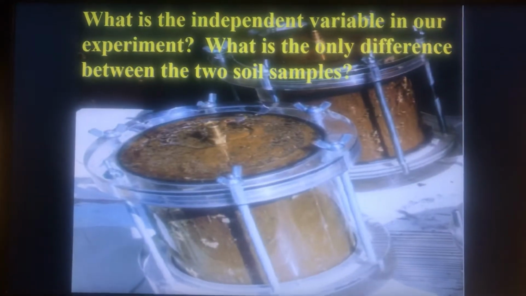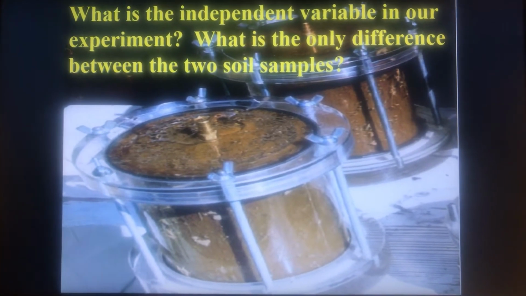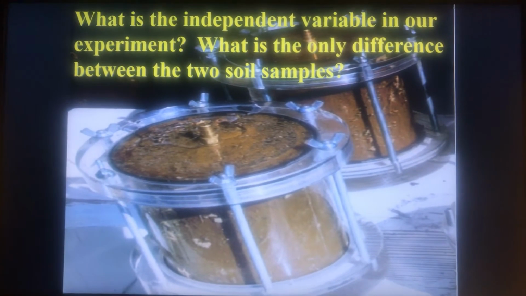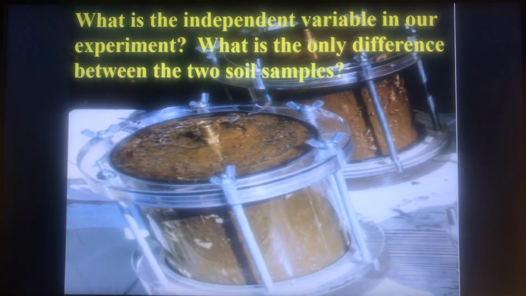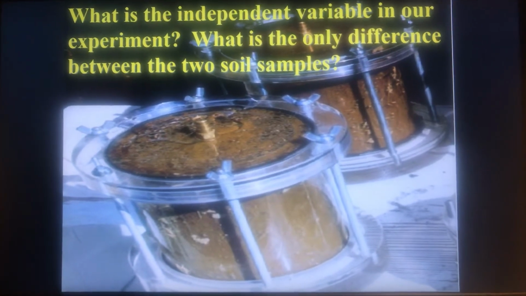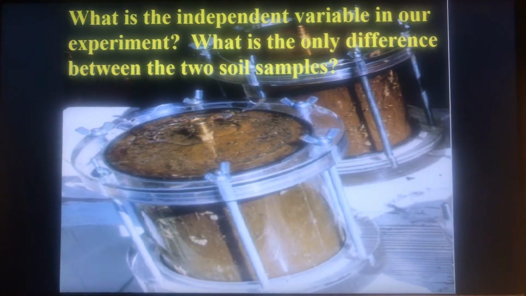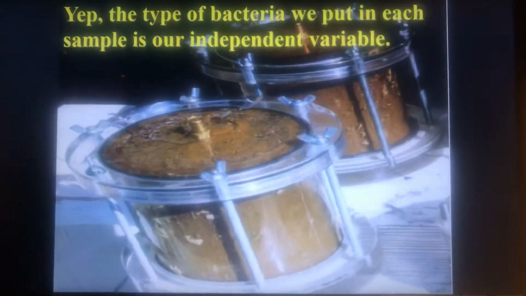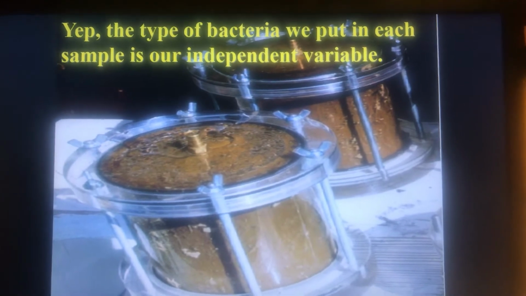What is the independent variable in our experiment? What is the only difference between the two soil samples? Well, it is the bacteria, right? The different bacteria. So the question and the hypothesis is that this bacteria will eat the oil and get rid of the oil in the soil. Yep, the type of bacteria we put in each sample is our independent variable.